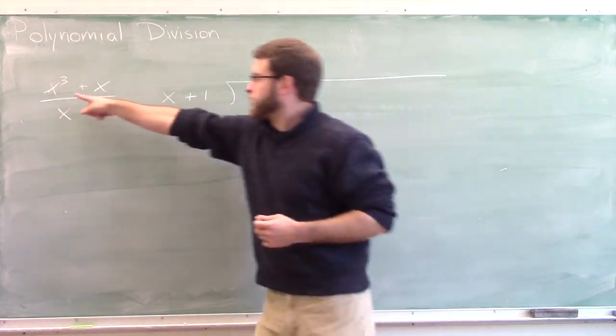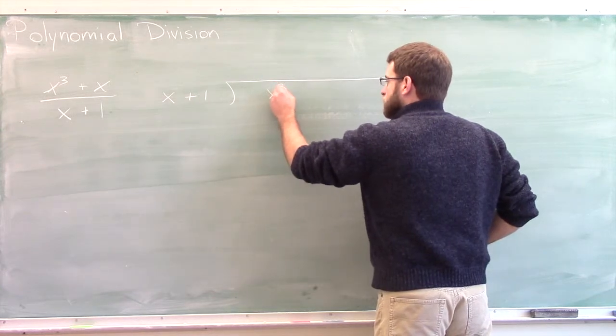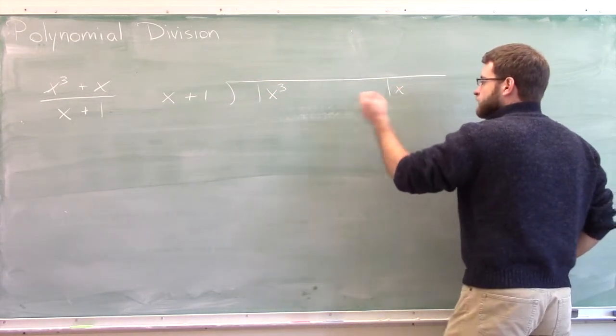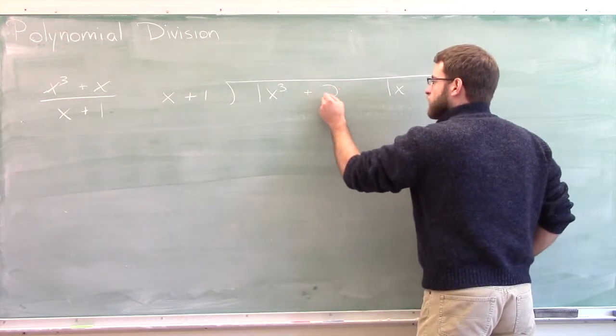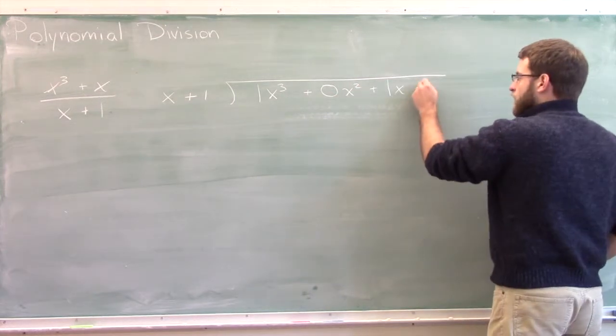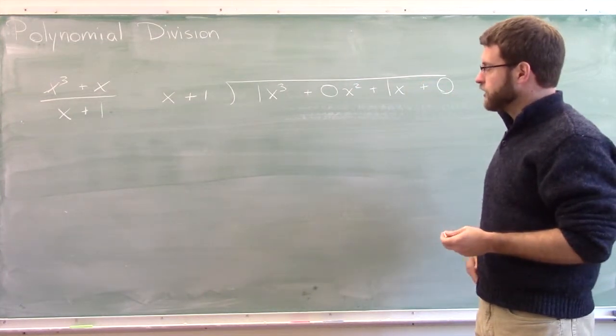So I'll take all of the pieces that I have. I have an x cubed, and I have an x. I have 1x cubed and 1x. I don't have any x squareds, but I'm including a place for them anyway. Okay? And then I don't have any constant terms, but I'll include a place for them anyway.